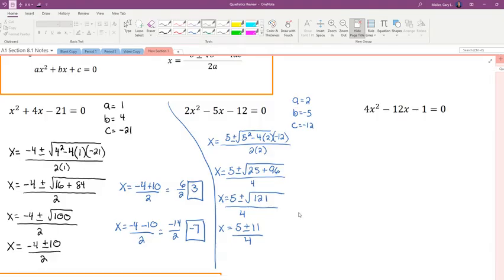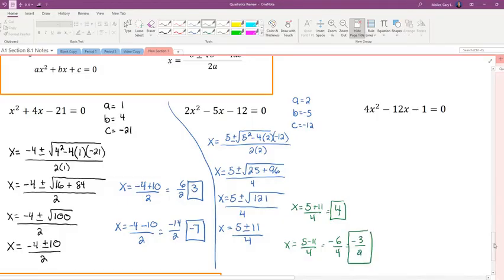Meaning my answer is going to be either 5 plus 11 divided by 4, or 5 minus 11 divided by 4. So that's 16 over 4, so that's just 4. This one is 5 minus 11, which is going to be negative, what, 6 over 4, which are both divisible by 2, so I can divide the 2 out of both, and I get negative 3 halves.